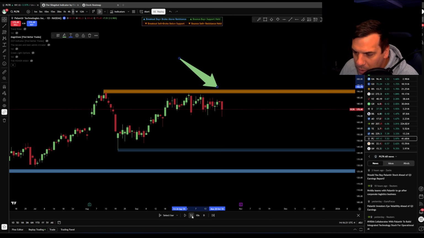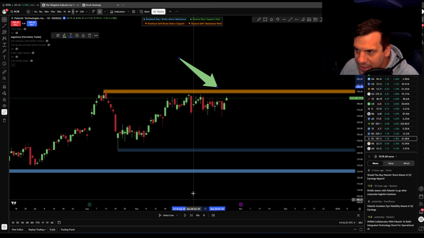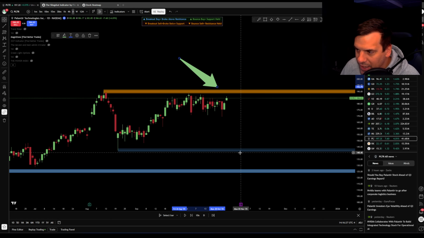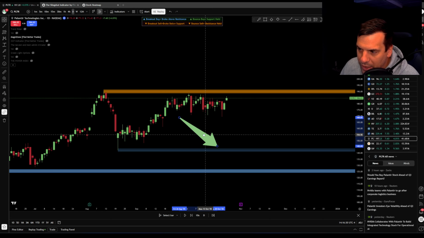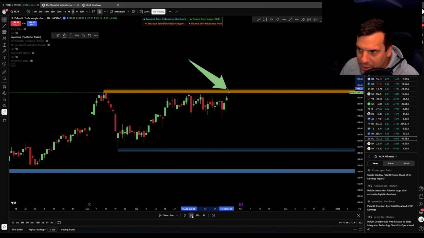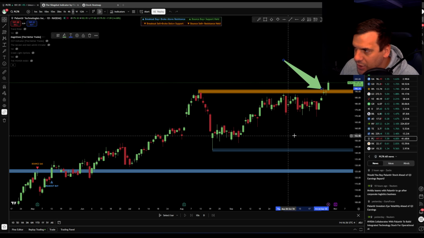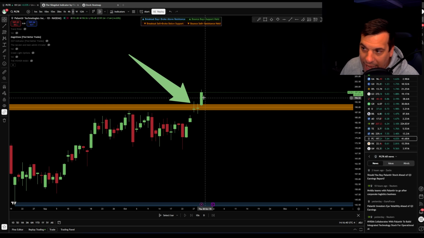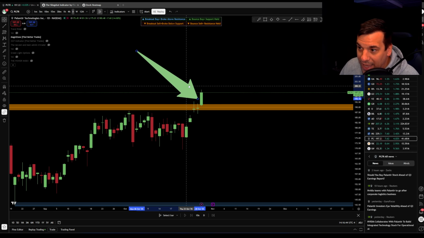So what do we need to wait for? Well, this color right here is resistance. Down here is support, so this will be a support zone. This right here will be a resistance zone. So all you've got to do is wait for a confirmation of a breakout. Right here, let's go back into this. Right here, it actually looks like there's going to be a confirmation breakout of this. So that is a good sign.